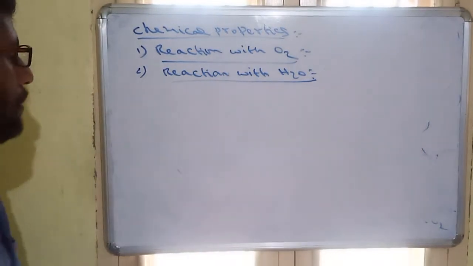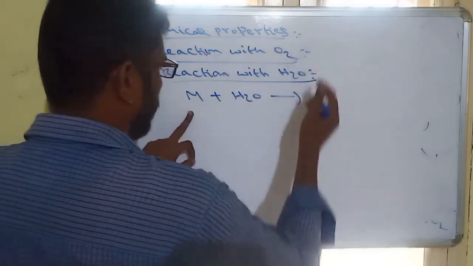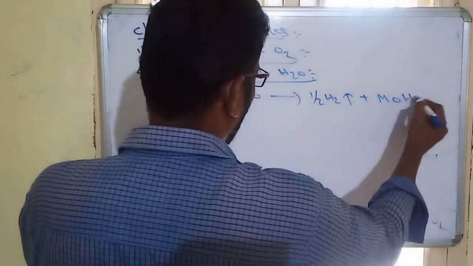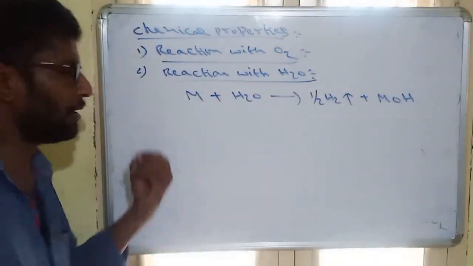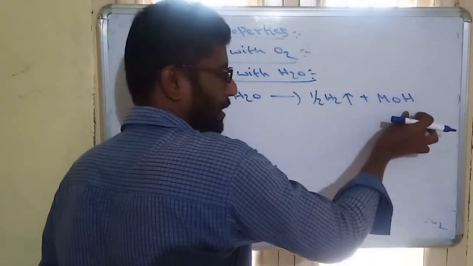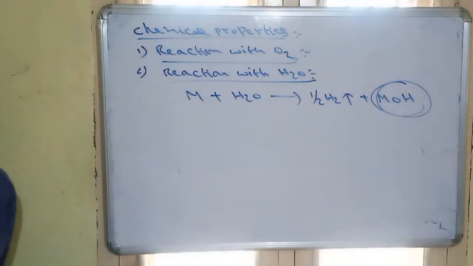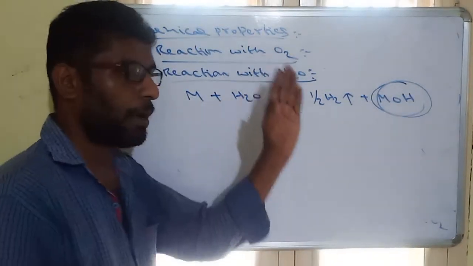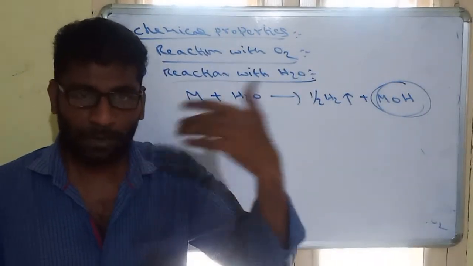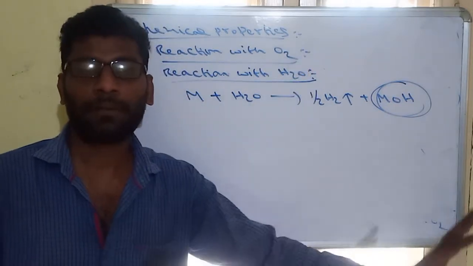When any alkali metal combines with water, the metal liberates hydrogen gas, H2, and produces metal hydroxide. The metal can be anything: lithium, sodium, potassium, whatever. All give metal hydroxides: lithium hydroxide, sodium hydroxide, potassium hydroxide. All these hydroxides are basic in nature, and the basic strength increases from top to bottom. Compared with lithium hydroxide, sodium hydroxide is a strong base and potassium hydroxide is a very strong base. So from top to bottom, basic character increases.